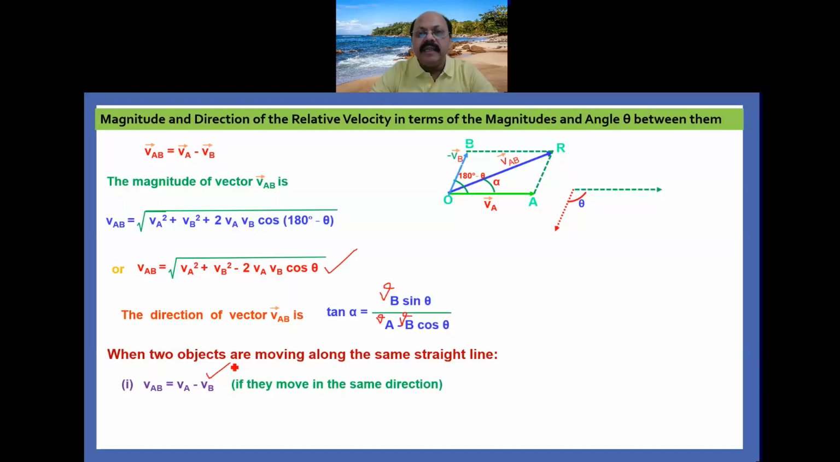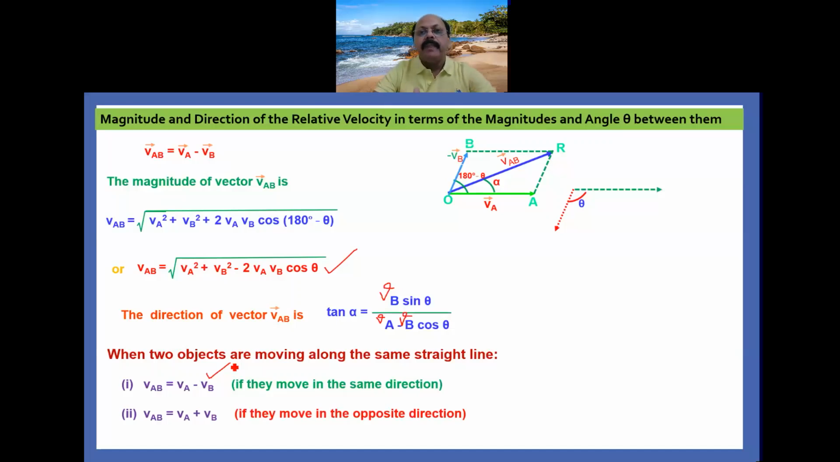So in that condition, when we are sitting in one train and another train is traveling parallel to our train in the same direction, it appears that that train's speed is slow in comparison to our train. That is because of the relative velocity of one object with respect to another object. So in that case, the expression comes VAB equal to VA minus VB.